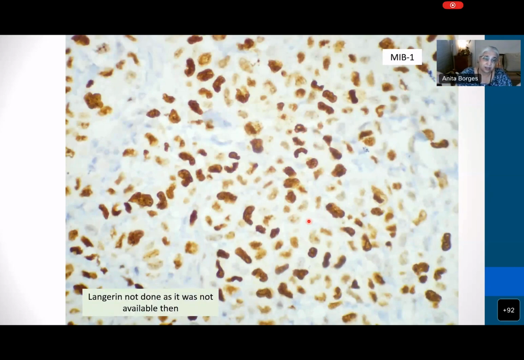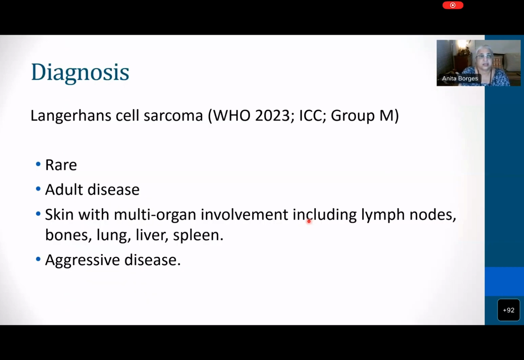In the days when we had this case, Langerin was not available. That's CD207, but I don't think we needed it in this particular case because this is a Langerhans cell sarcoma. In the WHO classification, it would be called a Langerhans cell sarcoma. In the ICC, it would also be called that, but it would be a group M histiocytosis in the Histiocyte Society grouping. Why is it called group M? Because it's malignant, right? The M stands for malignant, and it doesn't matter which histiocytic group it is, it would be called group M.